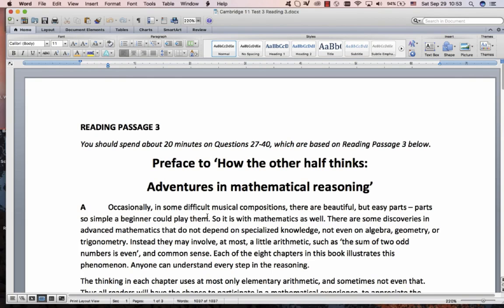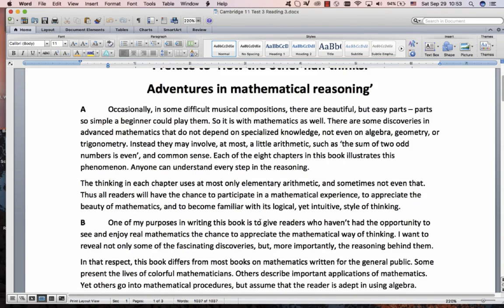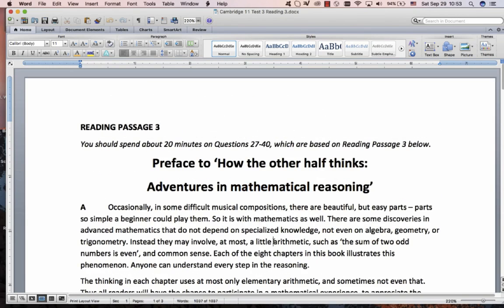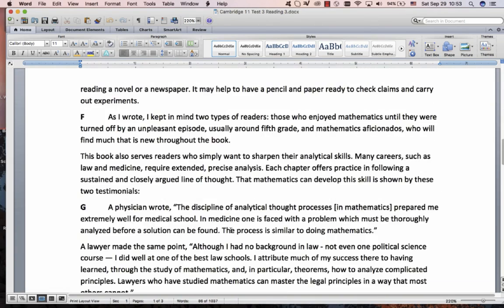Okay, and on to reading 3. So this looks like a difficult text. People will see "mathematical" and they'll start to panic. Don't worry. A preface is just something that a writer writes before the actual book starts. So what have we got?